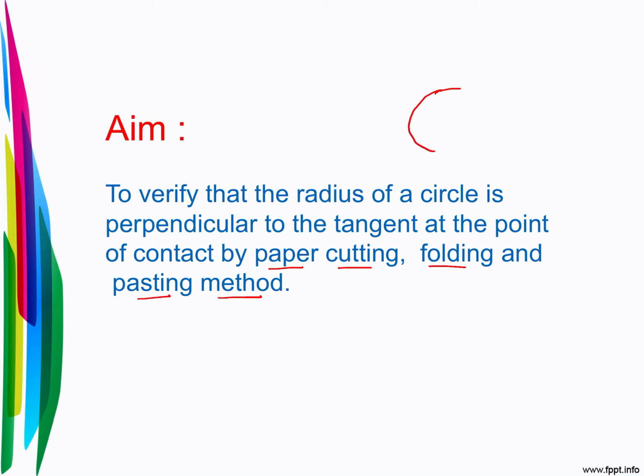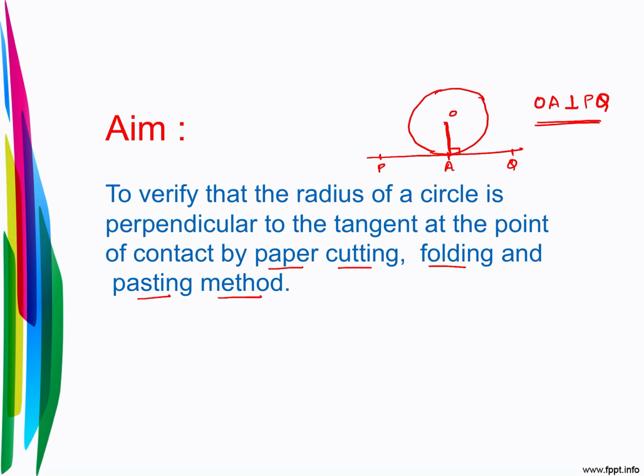Given a circle with center O and a tangent PQ to the circle which intersects the circle at the point A. So A is the point of contact, and if I join OA, the center with the point of contact, then I get that OA is perpendicular to PQ. So this is a theorem, and now we are going to verify this theorem by the paper cutting, pasting and folding method.